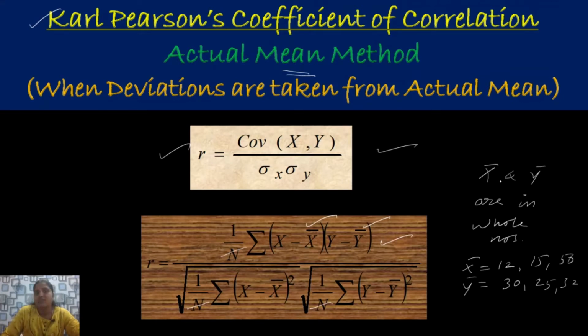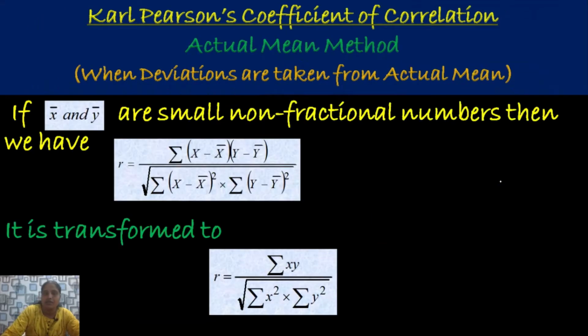In such cases, we make use of Karl Pearson's coefficient of correlation using the actual mean method. So, if x bar and y bar are small non-fractional numbers, then we have sigma x minus x bar, y minus y bar over under root sigma x minus x bar the whole square, sigma y minus y bar the whole square. This is the formula we use to calculate Karl Pearson's coefficient of correlation using the actual mean method.